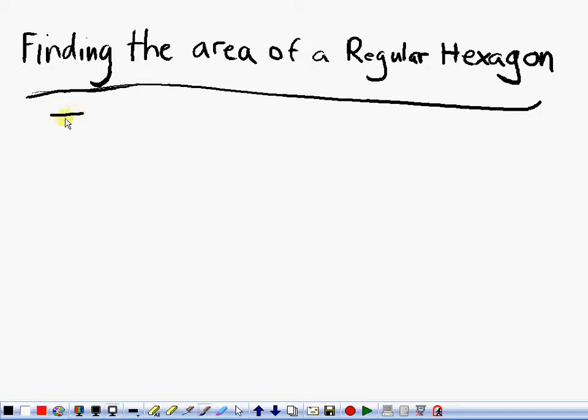So it has 1, 2, 3, 4, 5, and the very last side, 6. I'm just freehanding this right now, everyone, so bear with me, please. All the sides are supposed to be the same. Okay, so one of the sides will have a length of 10 centimeters, and all of the sides are the same.